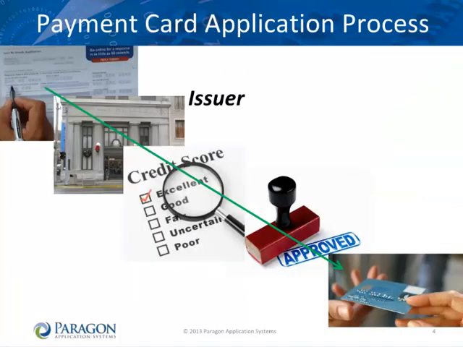You probably have one or more payment cards that you use at an ATM or to purchase goods and services. To get a card, you may need to fill out an application from a bank, a credit union, or other institution. Your application is reviewed, and if everything checks out, you are issued a card. The entity that provides the card to you is called the issuer.